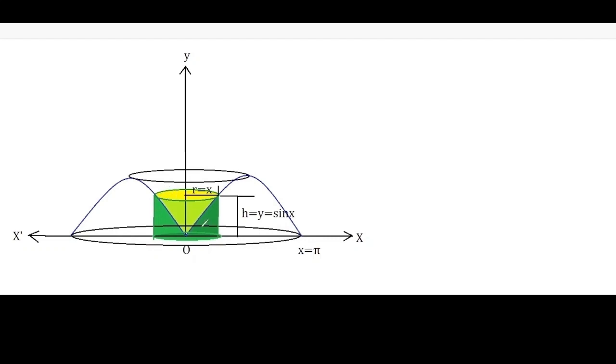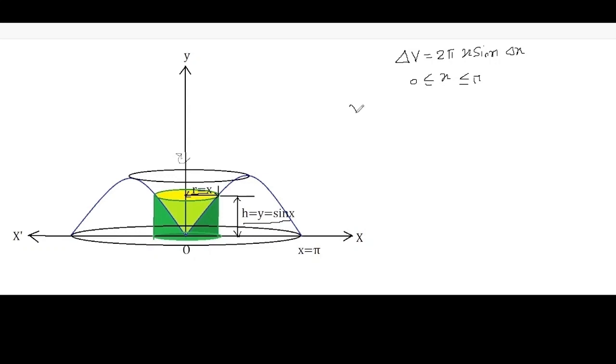This is the cylinder which is formed by taking the axis of the cylinder coinciding with the axis of rotation, that is the y-axis here. This is the radius of the cylinder and this is the height of the cylinder. We already found out the volume of the cylinder, delta V is equal to 2 pi x sin x into delta x, where x is varying from 0 to pi.